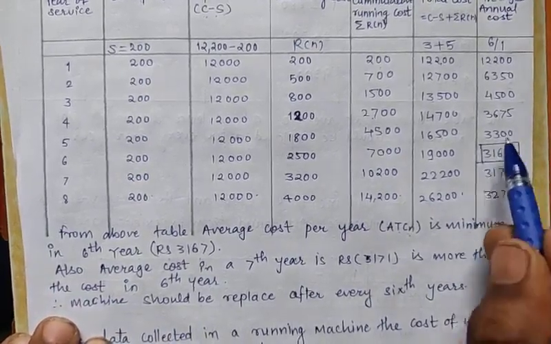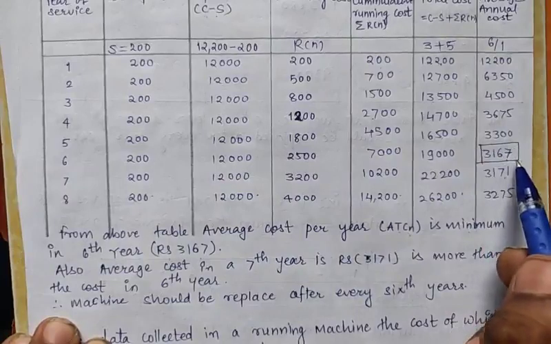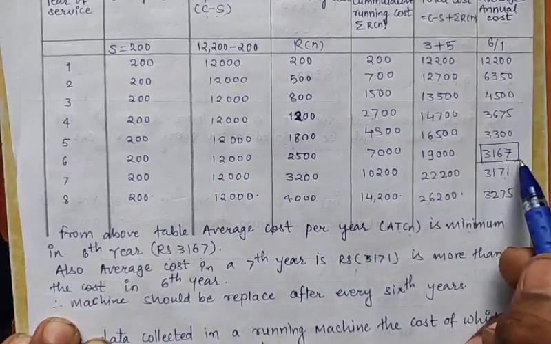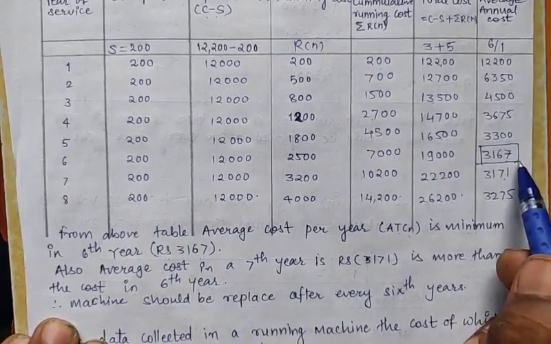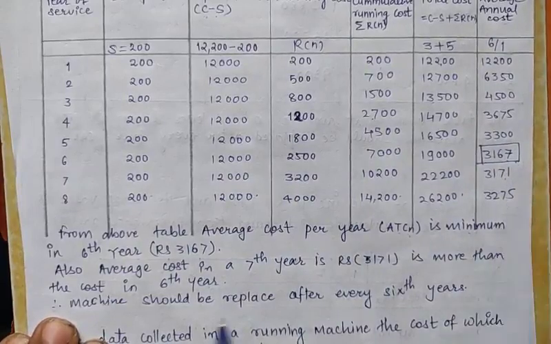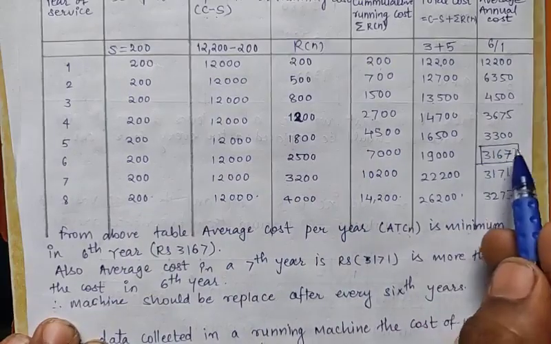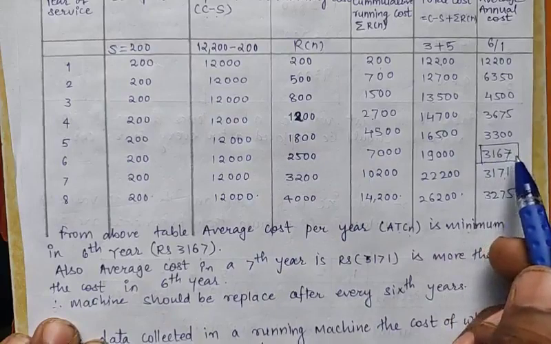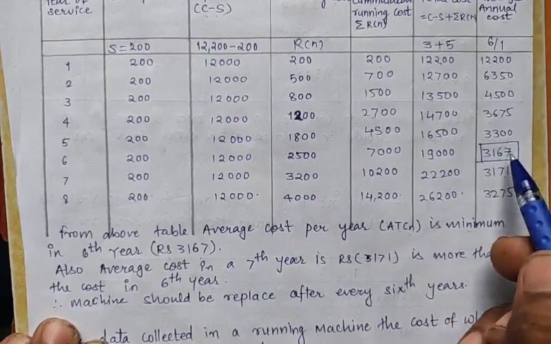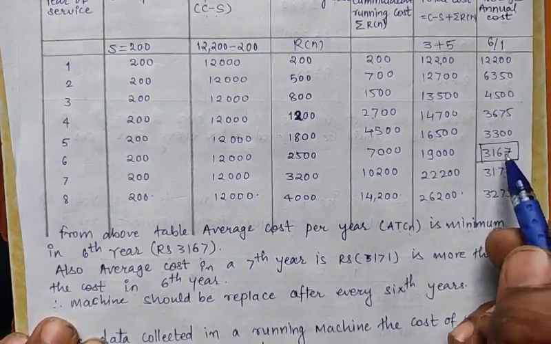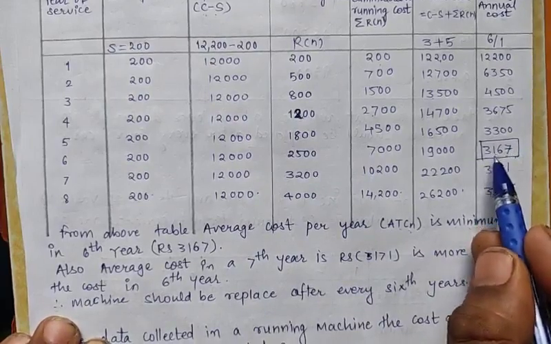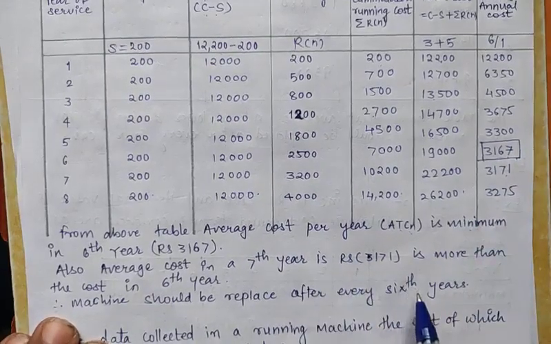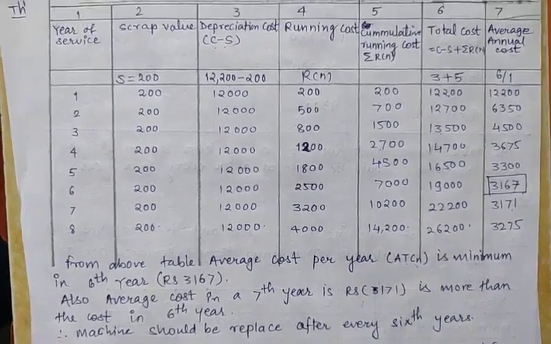Means what? If we get minimum average total cost, then at the end of that year we will replace the machine. So here at the 6th year we get minimum total average cost. Okay, so at the 6th year we will replace the machine. Okay, we will stop here.